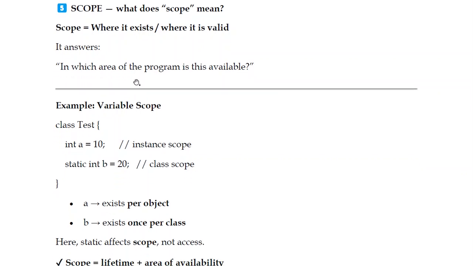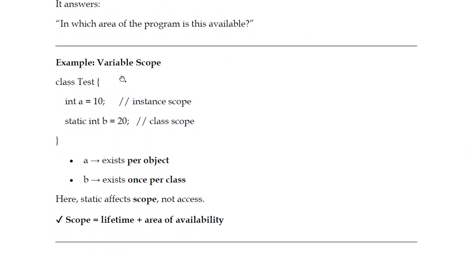Next, scope. We already know the general meaning of scope: how long it will exist, how long it is valid. If I'm buying any biscuit or snacks, there will be some expiry date. Am I right? How long will it be valid? Same thing here. Scope is where it exists or where it is valid, in which area of the program it is available.